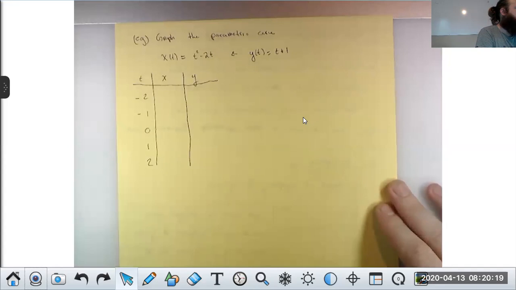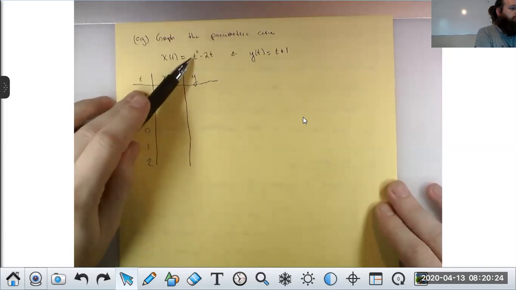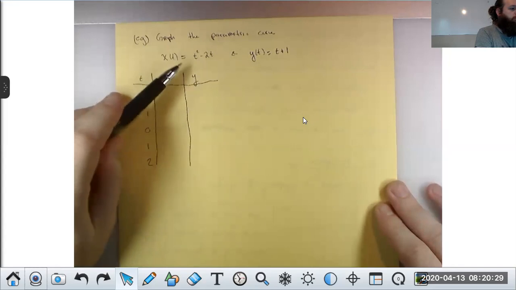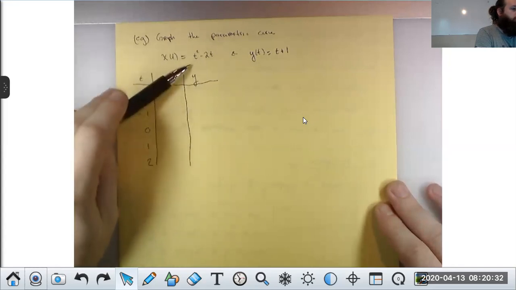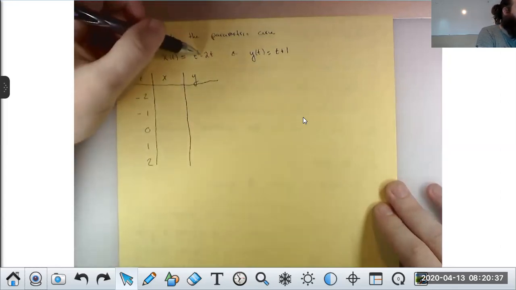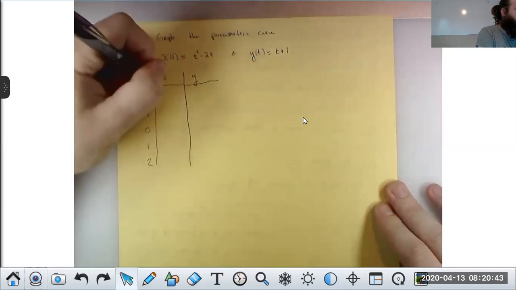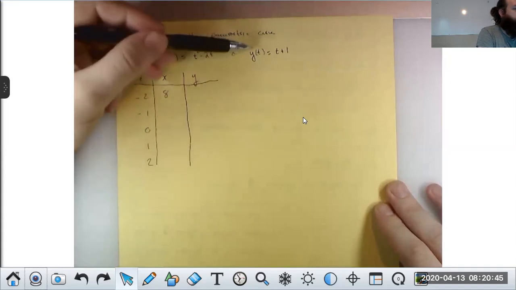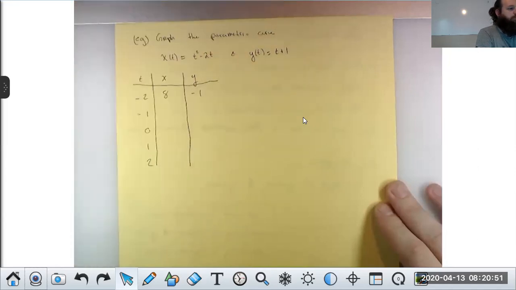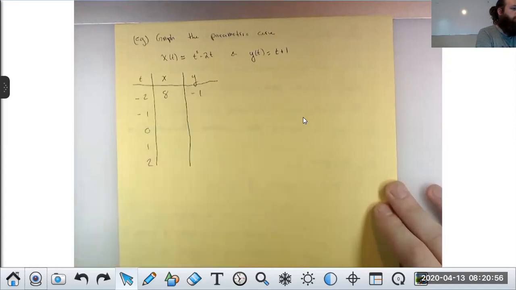Just make life simple. When t is equal to negative 2, x of t is x of negative 2. That's negative 2 squared minus 2 times negative 2. Negative 2 squared is positive 4. And then I need to subtract from that 2 times negative 2, so it's going to be 4 plus 4. That's 8. And y of t is negative 2 plus 1, which is negative 1. So the first ordered pair that I would graph is going to be 8 comma negative 1.